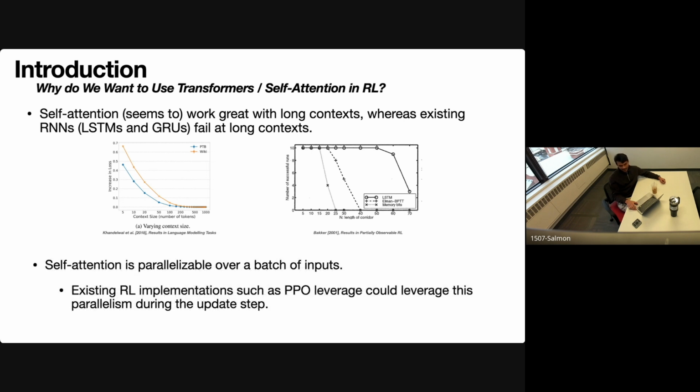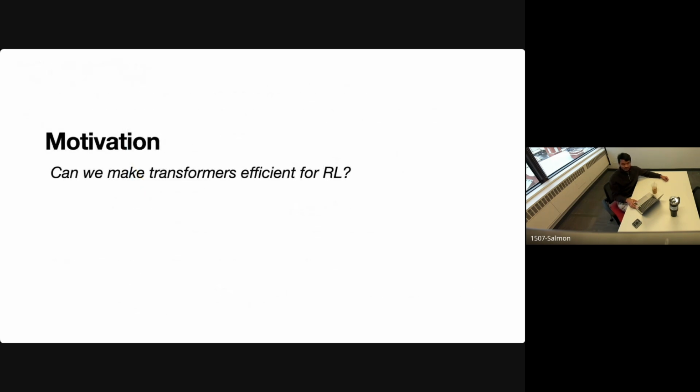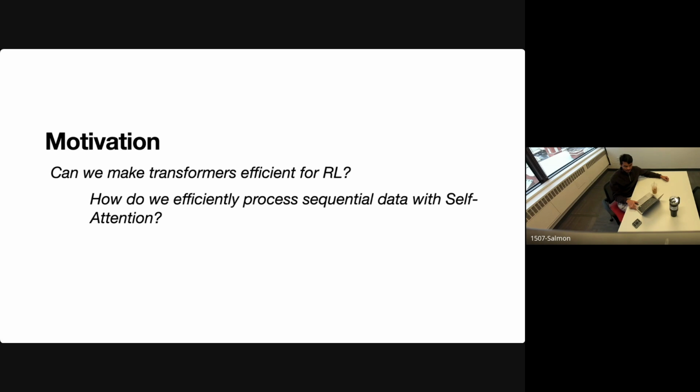Also, self-attention is parallelizable. This could be useful for certain RL algorithms such as PPO, which often train on a sequence of data. If we have an architecture which is parallelizable over a batch of input, this could be useful to increase the efficiency of the training pipeline. So the motivation for this work is, can we make transformers efficient for reinforcement learning? And more specifically, how do we efficiently process sequential data with self-attention?